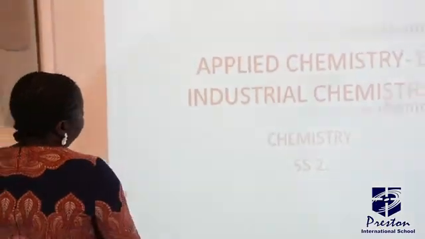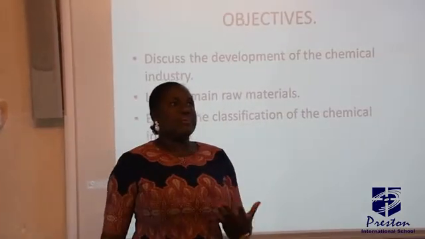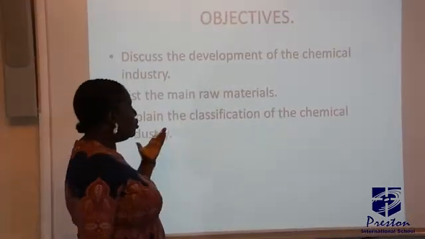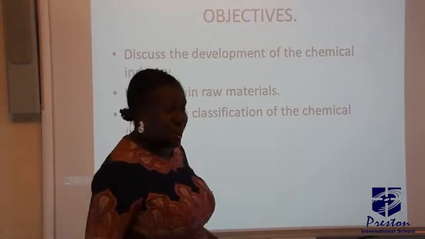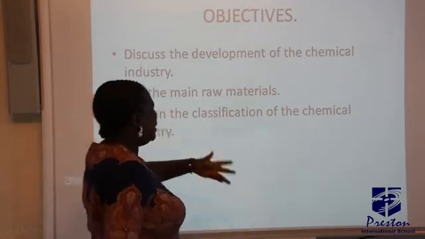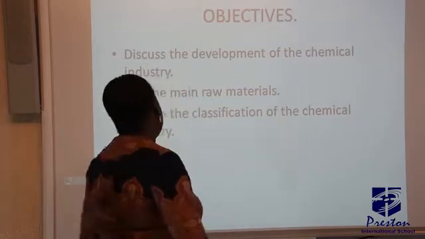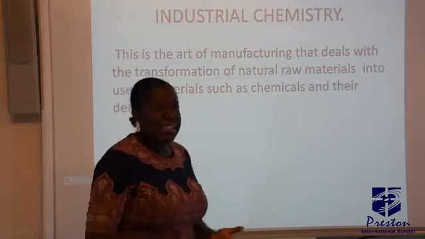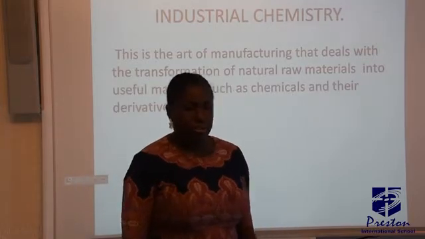Good morning, students. This morning, we're going to start looking at applied chemistry, and under that, we're going to start with industrial chemistry. We'll study that under these objectives. The first one, I'm going to explain the development of the chemical industry. I'm going to list the main raw materials used by the chemical industry, and we're going to explain the classification of the chemical industry. Now, whatever led to the development of chemical industry?